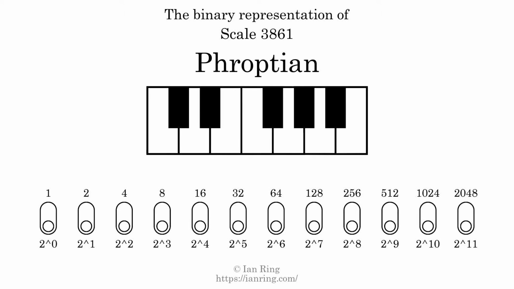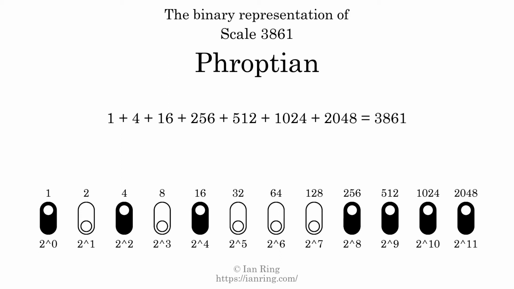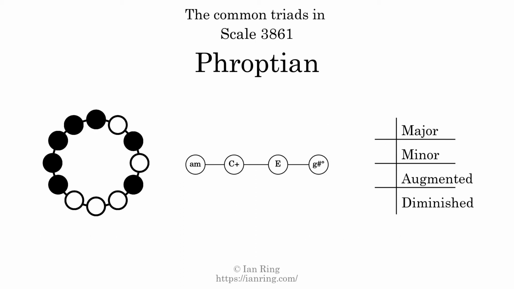The binary representation of this scale is determined by mapping tones of the scale to binary digits. Each binary digit represents a power of 2. To get the scale number, we add the powers of 2 together. The powers of 2 that are present in the scale, all added together, equals 3861. That is why the scale number, in decimal, is 3861. The scale number not only enumerates the scale with a unique index, but it also literally describes the tonal content of the scale. Represented as a binary number in base 2, the scale number is 111100101101. Here are the common triads present in this scale.